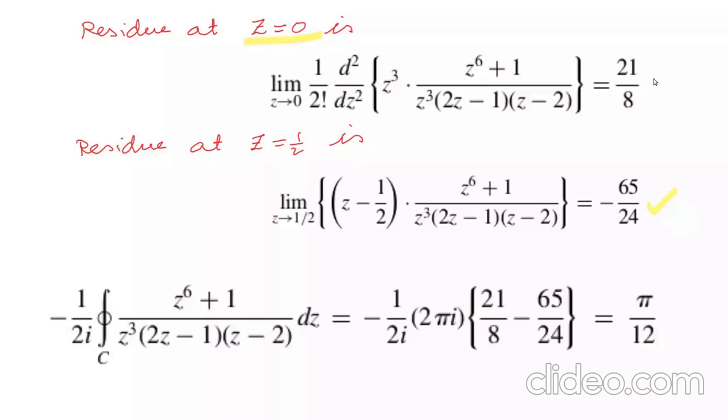So using the Cauchy residue theorem, this factor is taken outside, so it will be minus 1 by 2 iota, now 2 pi i times the sum of all the residues. The first residue is 21 by 8 and the second is minus 65 by 24. If you simplify this expression, you will get pi by 12. So this is the required answer.